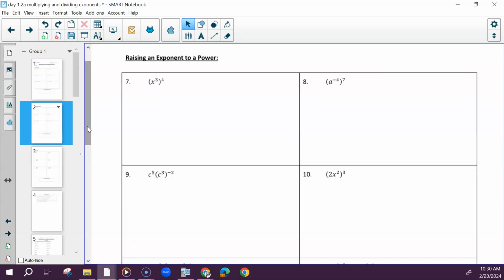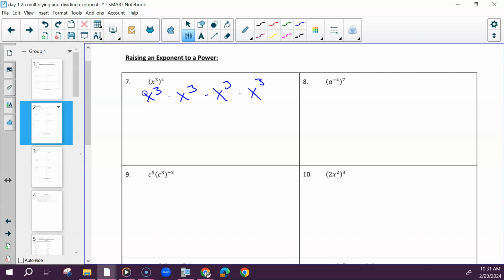Alright, so then we'll start off with expanding, but our goal is to stop expanding, figure out the rule that will help us to stop doing that. So if I had x to the third to the fourth, that would be the same thing as saying x to the third times x to the third times x to the third times x to the third. 4 times. As we already know the multiplication rule, if we are multiplying like bases, we add the exponents. So that would be x to what power?